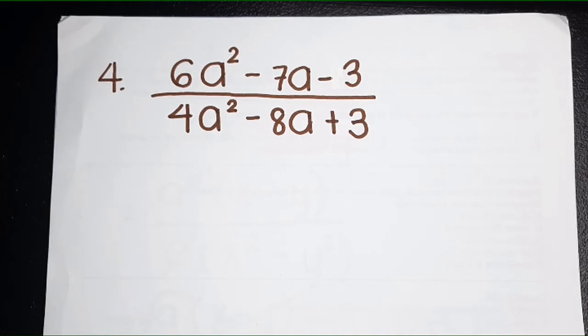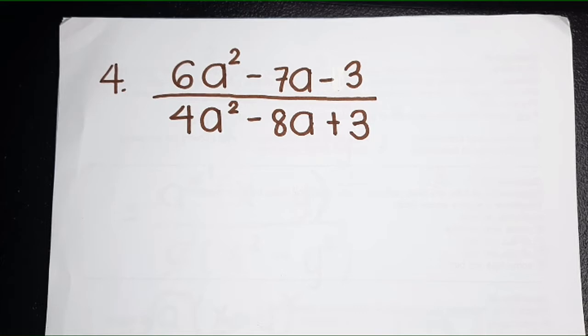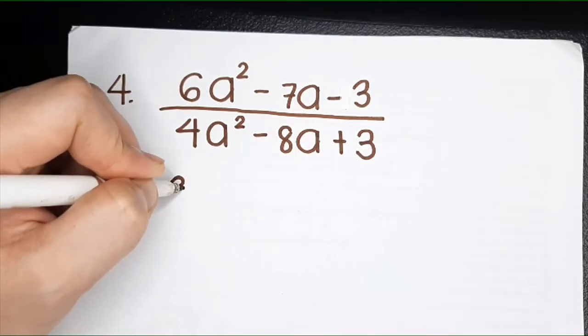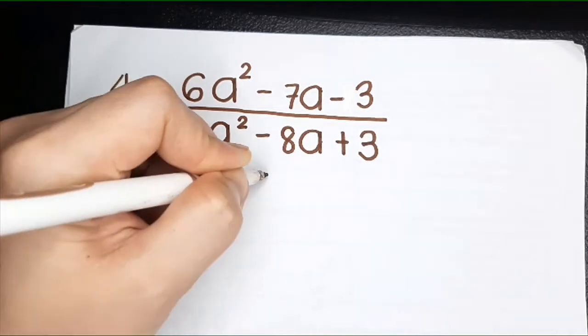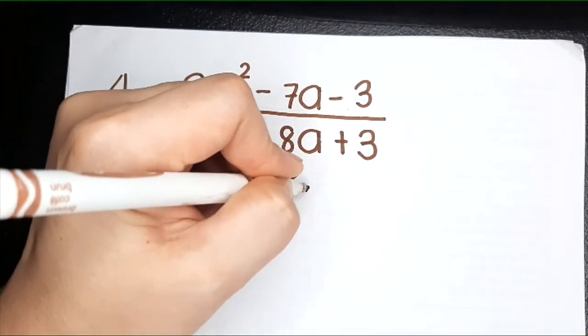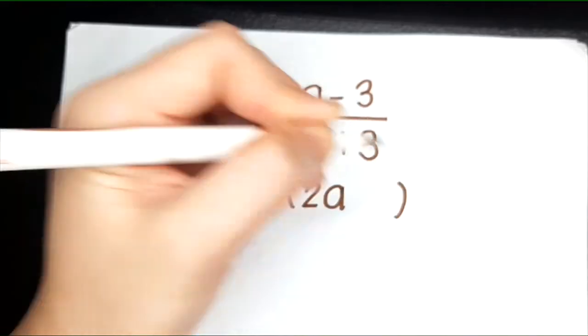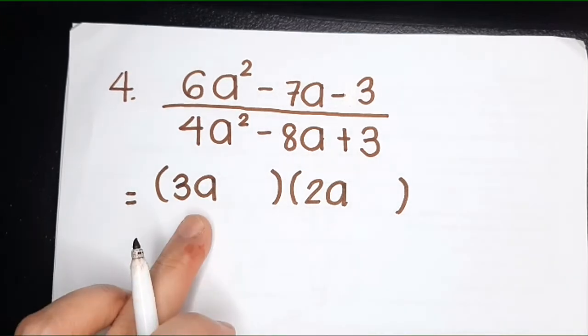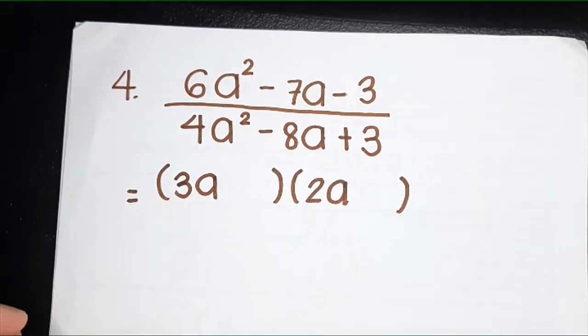Okay? So, let's make use of trial and error here. But there are many ways on how to factor trinomials. So, maybe I can make another video for that. But for now, we make use of the TAE method, the trial and error method. Let's do it. I think it's 3a times 2a, because 6a squared is our first term. And 3a times 2a is equal to 6a squared.